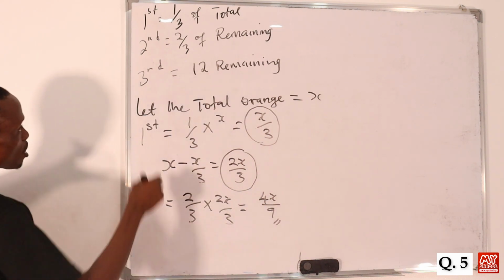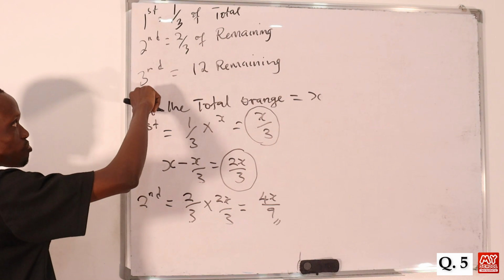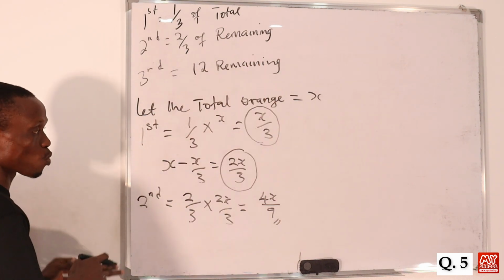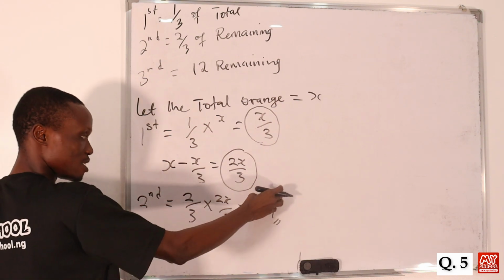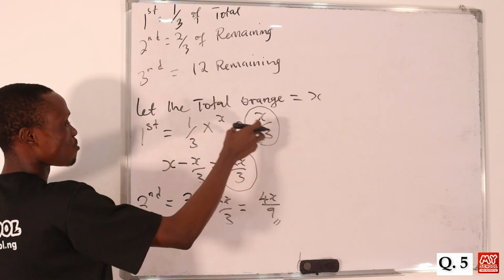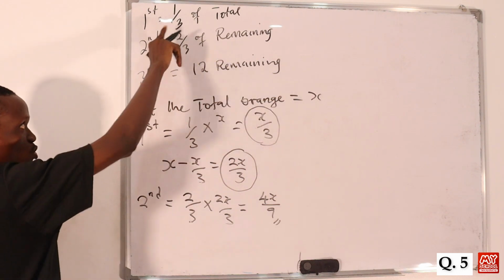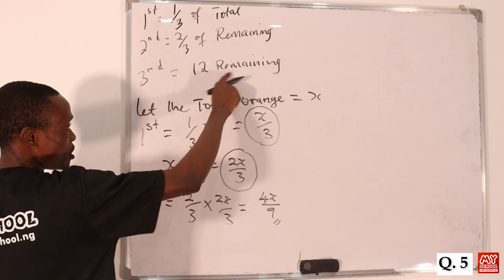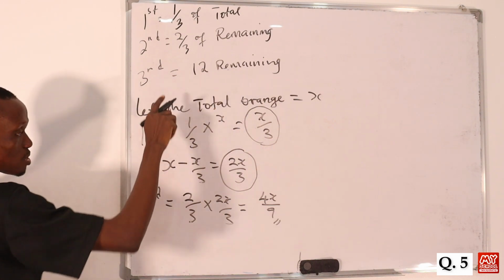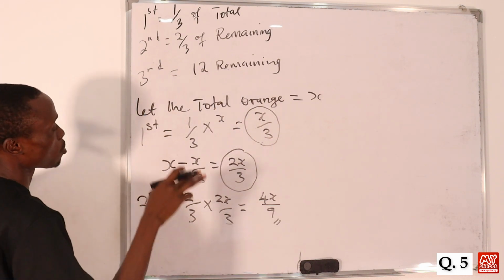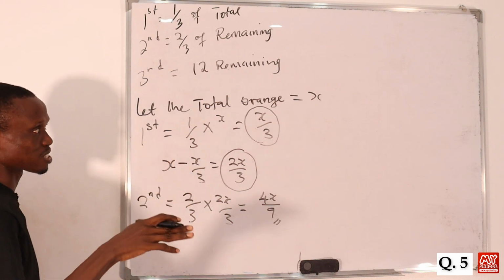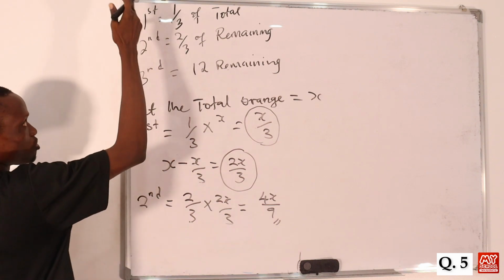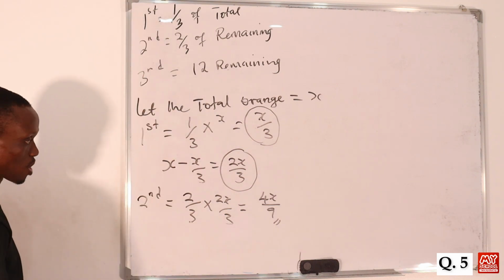Okay, so here we're told that the third person received 12 of what is remaining. For us to know what is remaining, we will subtract the second person's share and the first person's share from the total number of oranges, and that will be equal to what is left, which is what the third person received. But take note, our attention here is actually to calculate the total number of oranges, not what the first person or the second person received, right?